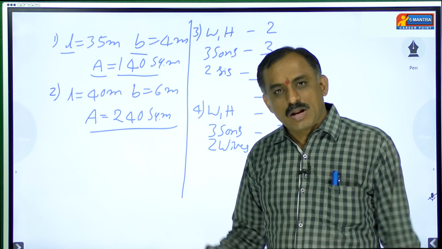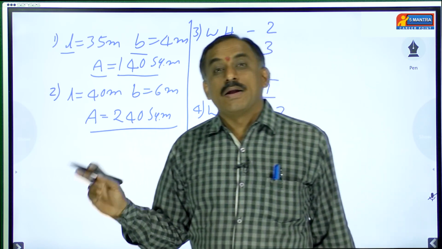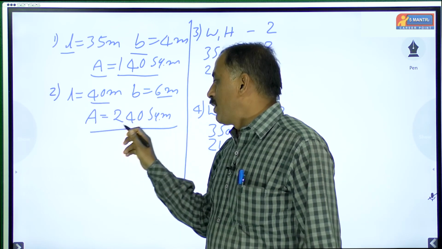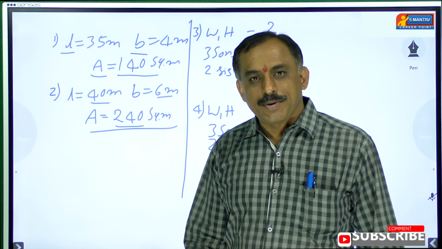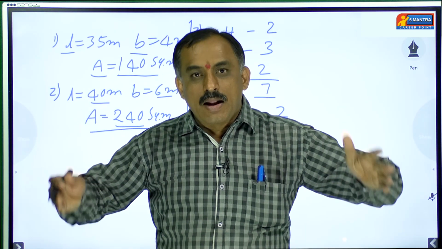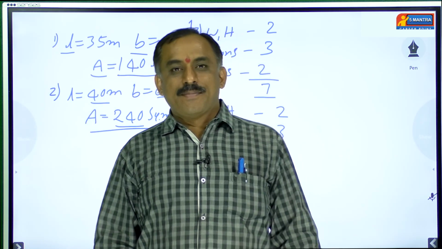Even though you prepared the program for the first question, take the second question values and you will get the right answer. L is equal to 40 meter, B is equal to 6 meter, your output is 240 square meter. Not only for the first or second question, take any value for L, any value for B, and you will get the right answer.